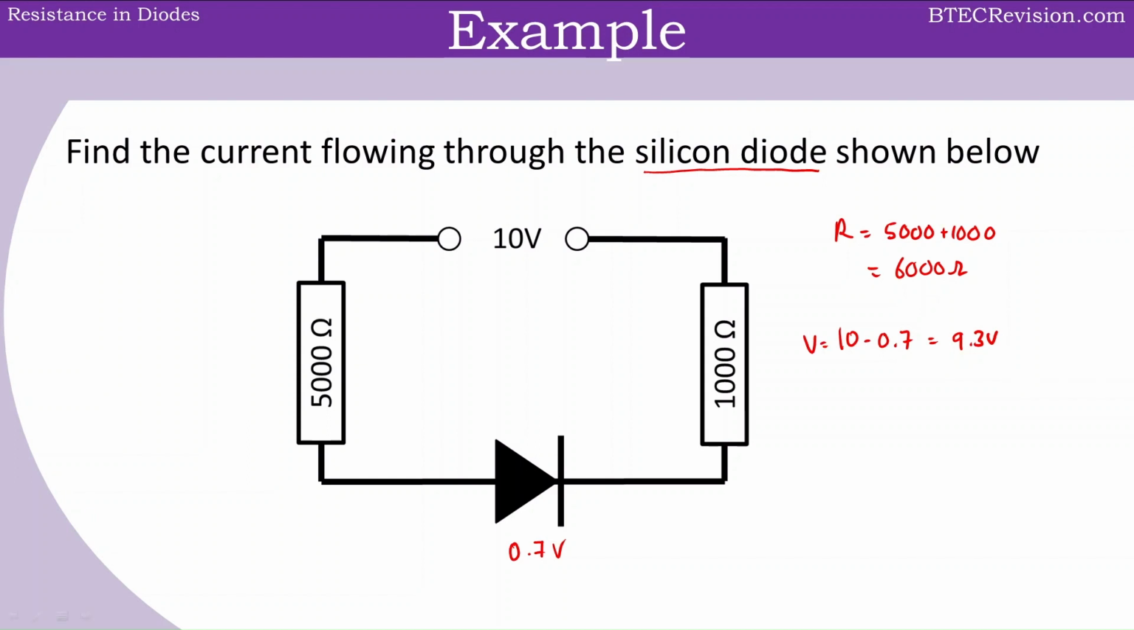Since we have the total resistance, which is 6,000, and the total voltage, which is 9.3, we can work out the total current in the circuit. So I equals V over R, which is equal to 9.3 divided by 6,000, and that is equal to 1.55 times 10 to the power of minus 3 amps.